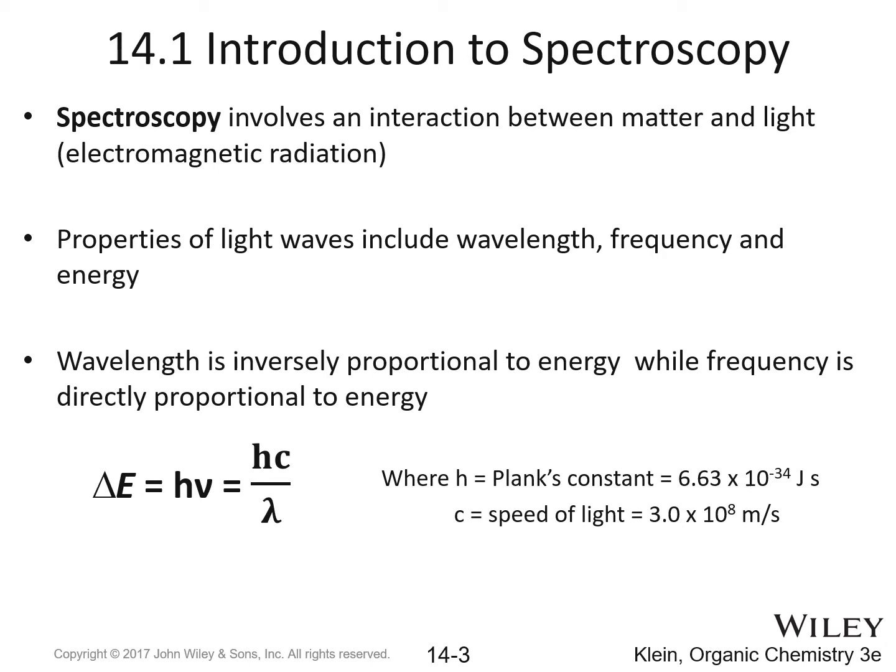Spectroscopy simply involves the interaction between matter and light. And when I say light, I'm talking about electromagnetic radiation, everything from radio waves all the way to gamma radiation. From Chem 1, you should be familiar with the properties of light, which include wavelength, frequency, and energy. And you should know that wavelength is inversely proportional to energy, while frequency is directly proportional to energy.